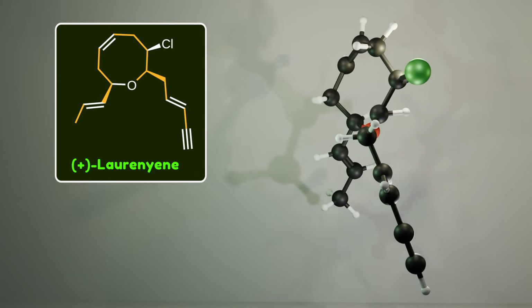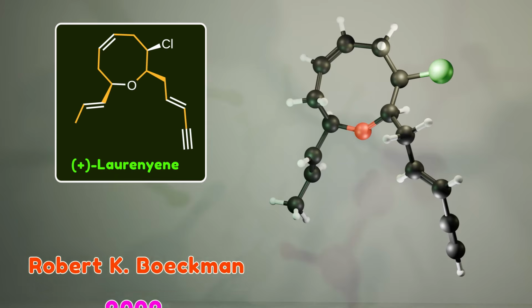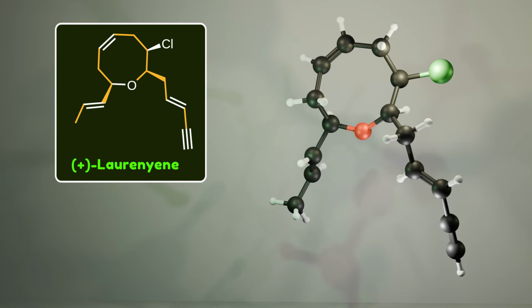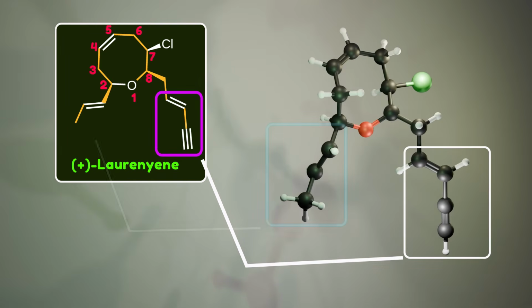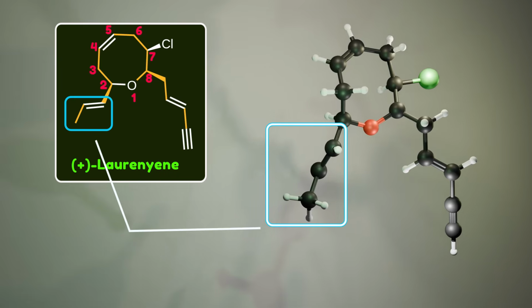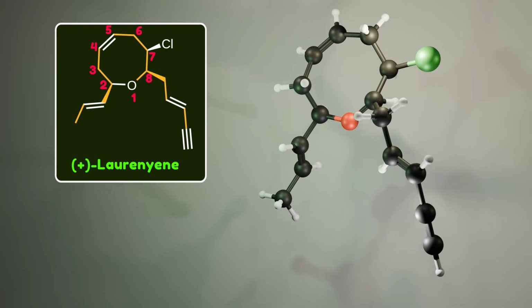In this video, I'm gonna take a deep dive into the total synthesis of Laurenyne, reported by Boeckman in 2002. This target consists of a heterocyclic, unsaturated 8-membered ring with a chloro substituent at the 7th position. In addition, at the 8th position, an alkene is linked to a terminal alkyne. Another alkene is also installed at the 2nd position. All of these substituents are oriented out of the plane.